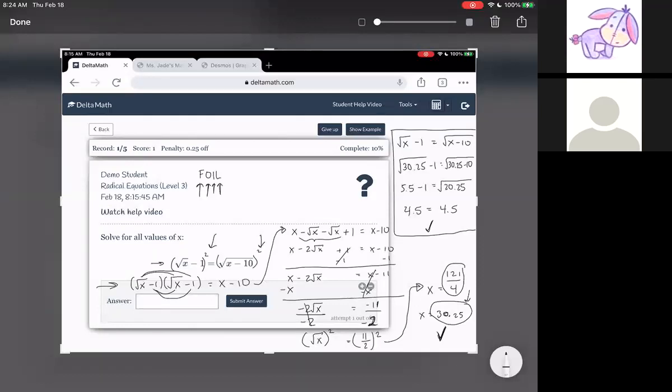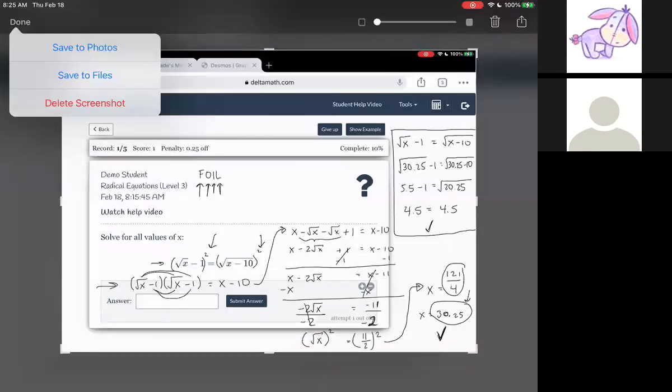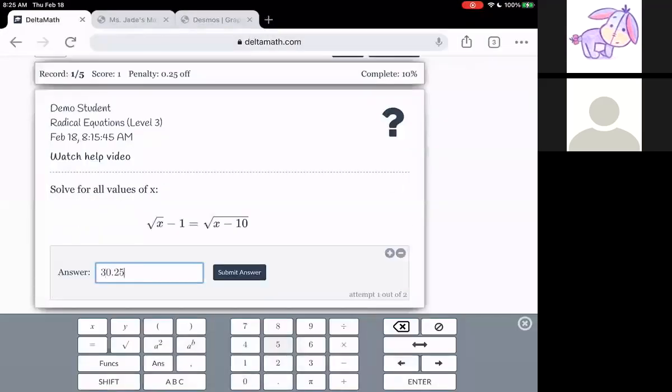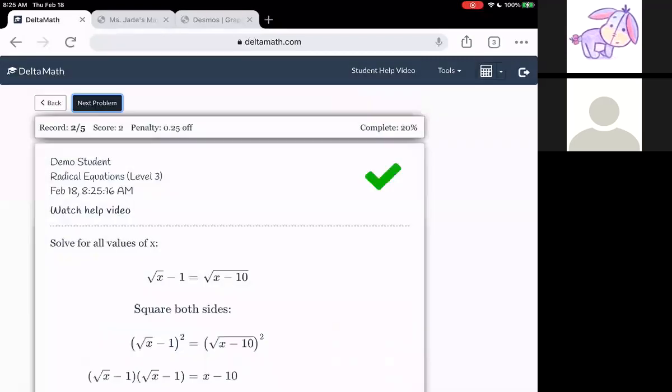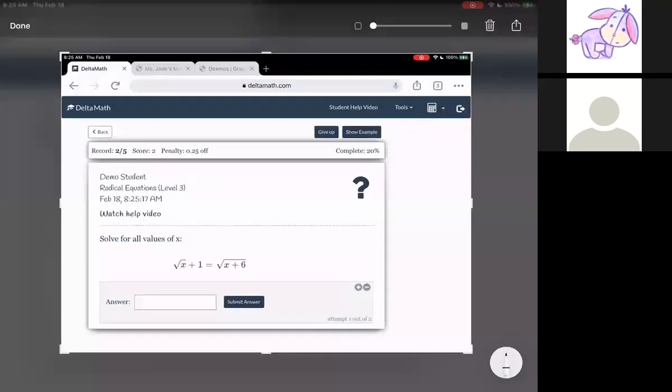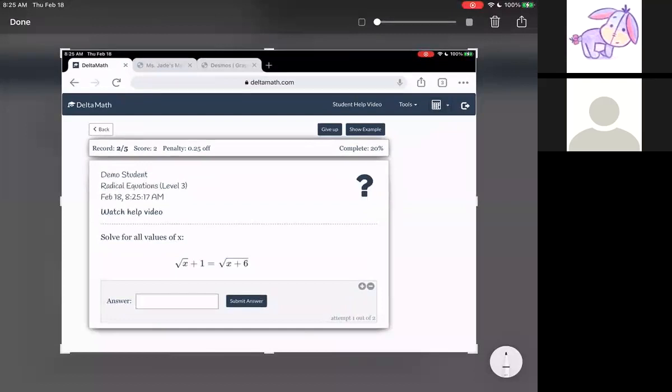So let me pause here, see if you guys need more time to write or if you have any questions. All right, so it looks like 30.25 is my answer. 30.25. Okay, let's do another one. Okay, so we're going to solve for all values of x. And then hopefully I get a chance to reject an answer in front of you guys so you know what that looks like. But we'll see.